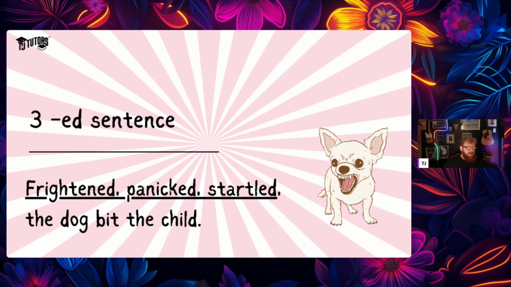Okay, so the next one we're going to look at is the 3 ED sentence. 3 ED sentence is where you've got past tense. You've basically got the past participle, but you've got three of those past participle verbs. So for example, here you've got frightened, panicked, startled. The dog bit the child.